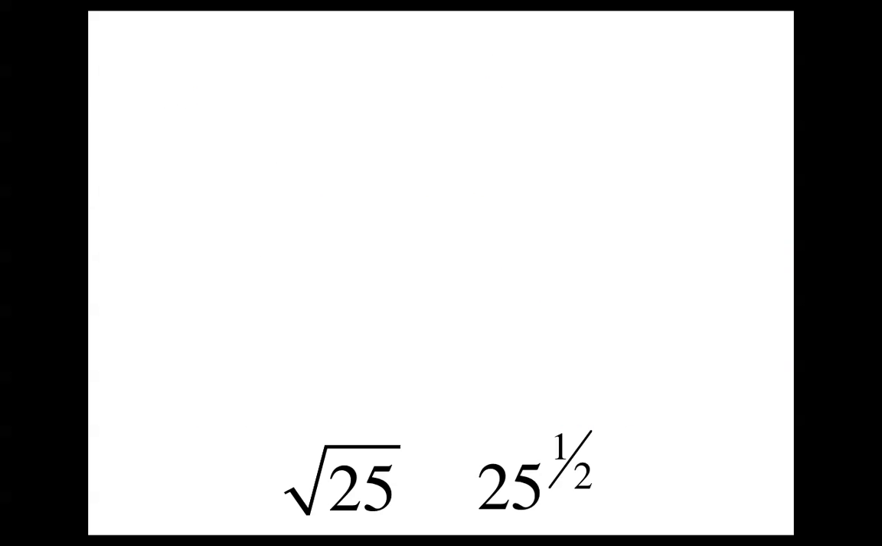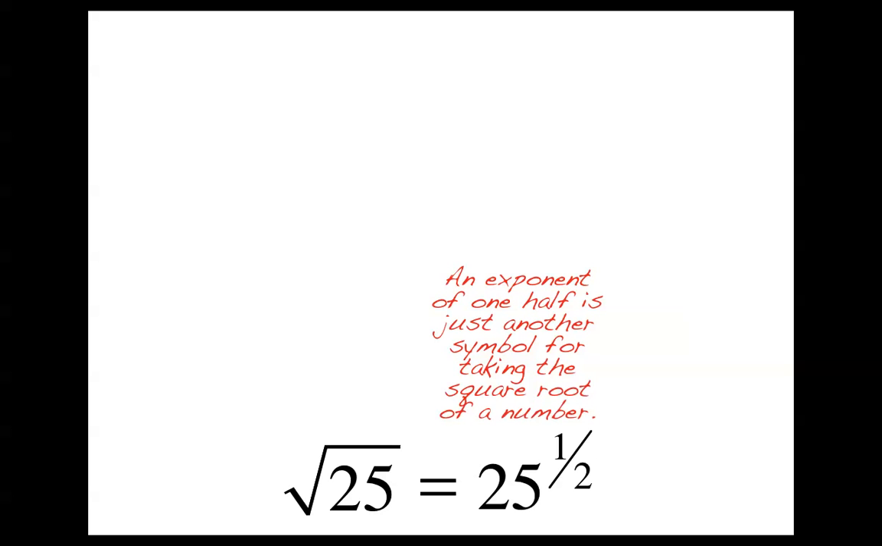Actually, yes, you can. And I'm going to go one step further and not only say that you can have 25 to the 1/2 power, but I'm going to say 25 to the 1/2 power is the same thing as the square root of 25. An exponent of 1/2 is just another symbol for taking the square root of a number. So, the square root of 25 is 5, and you could also say 25 to the 1/2 power is 5, because 25 to the 1/2 power is the same thing as taking the square root of 25.